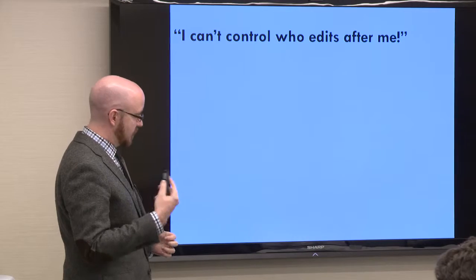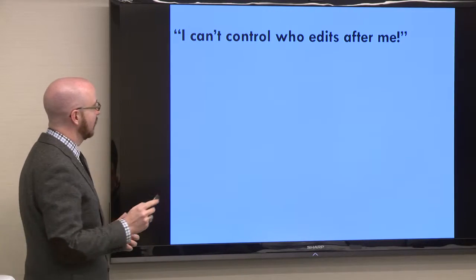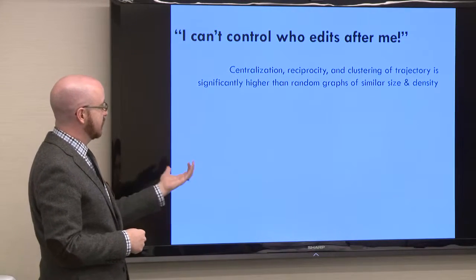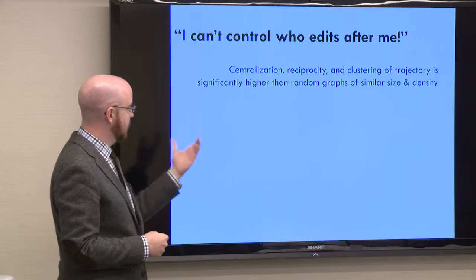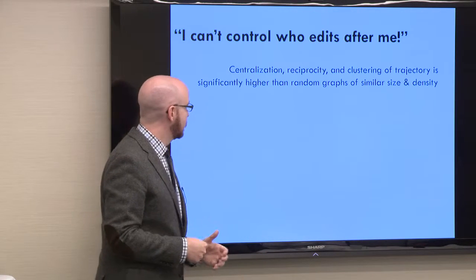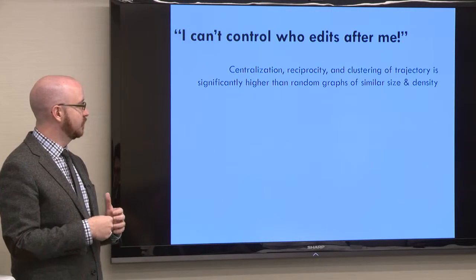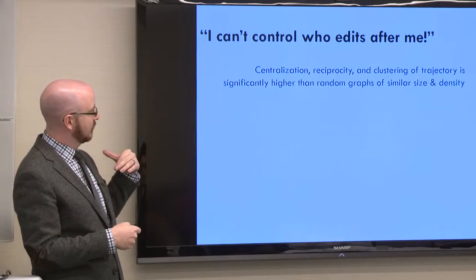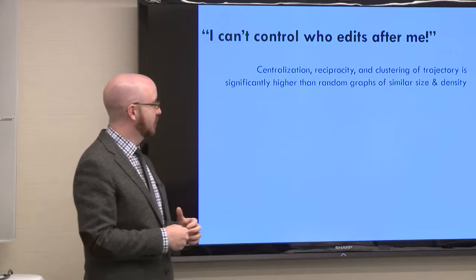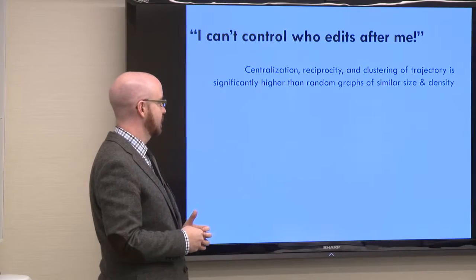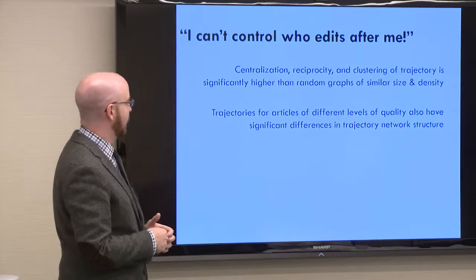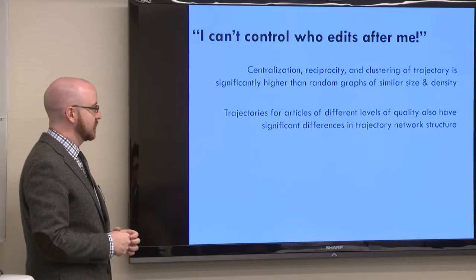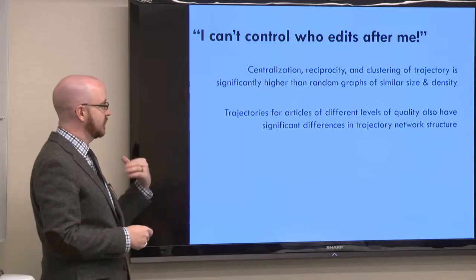And so this objection that you can't control after me: in fact, when we look at all these different network properties, like centralization and so on, and we apply this method, we see that rather than being generated by random properties, these graphs have very non-random properties compared to random graphs of similar size and density. We see interesting correlations with quality when we look at graphs generated by this.